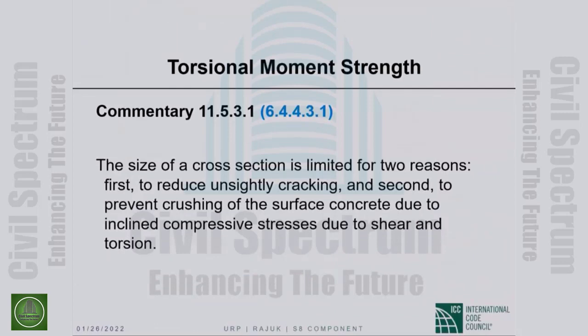The commentary on the limitation that we just looked at. The size of a cross section is limited for 2 reasons. First, to reduce unsightly cracking, and second, to prevent crushing of the surface concrete due to inclined compressive stresses due to shear and torsion, the diagonal compression that I talked about. Okay, so this is exactly like putting a limit of 8 square root of f sub c prime on the shear that can be put on a section.